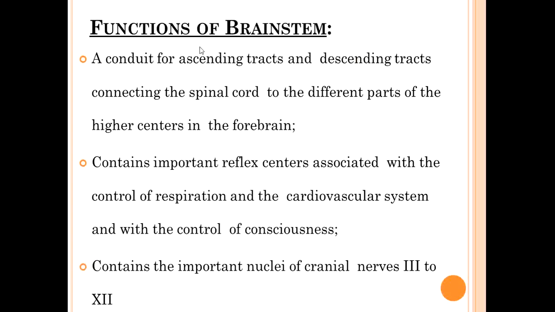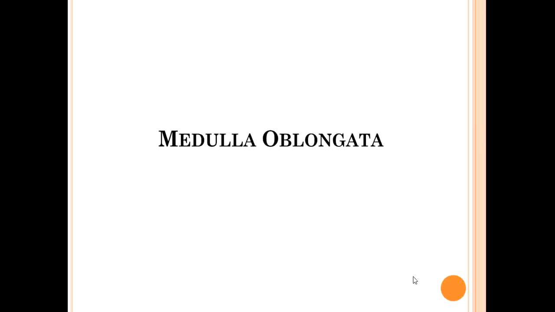What are the functions of brainstem? It acts as a conduit for ascending tracts and descending tracts, connecting the spinal cord to different parts of the higher centers in the brain. It contains important reflex centers associated with control of respiration, the cardiovascular system, and the control of consciousness. Also, it contains the important nuclei of cranial nerves 3rd to 12th.